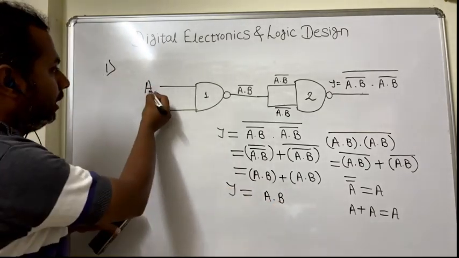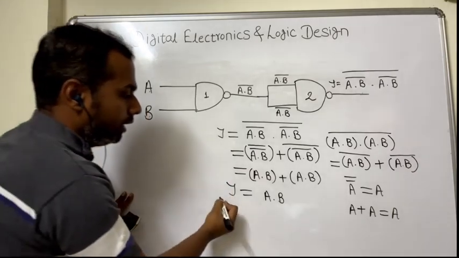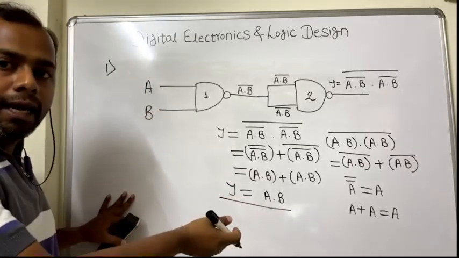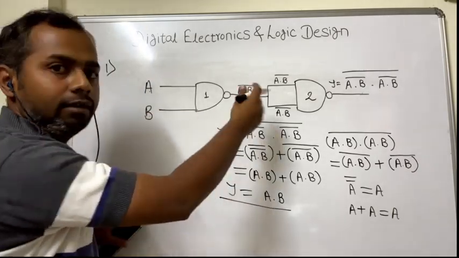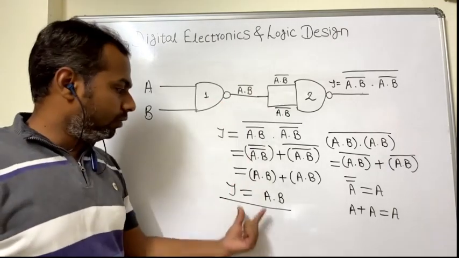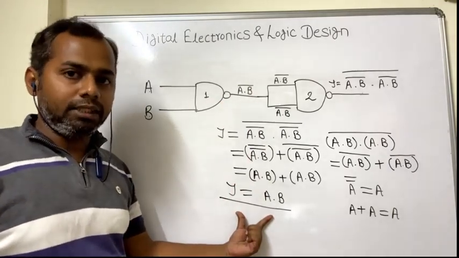So if we are applying A and B as input, what are we getting at the end? Their AND operation. Means what we did here, using NAND gate, we have realized the AND operation.